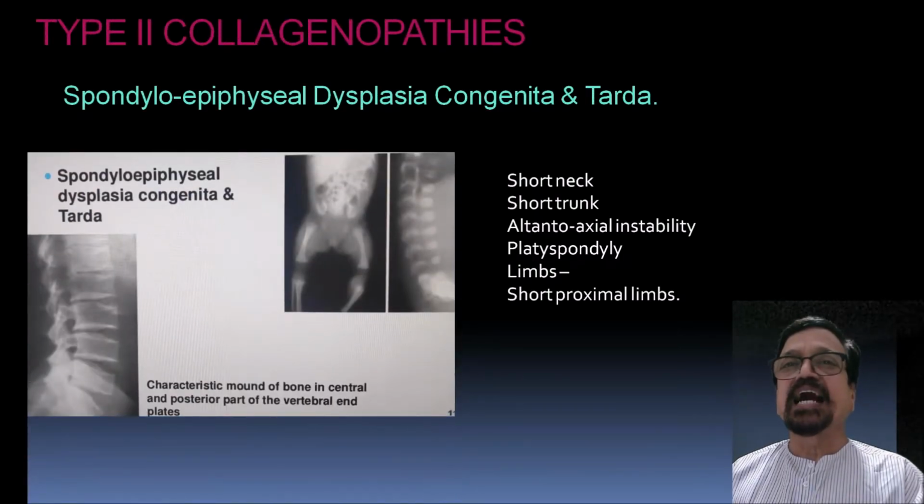Now here what we are seeing are the type 2 collagenopathies, that is spondyloepiphyseal dysplasia congenita and tarda. The features are a short neck, short trunk, atlantoaxial instability, platyspondyly, and short proximal limbs. What we see in the X-rays is a characteristic mound of bone in the central and posterior part of the vertebra and plates. This is spondyloepiphyseal dysplasia congenita and tarda.